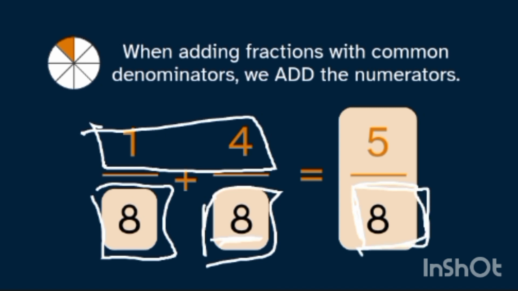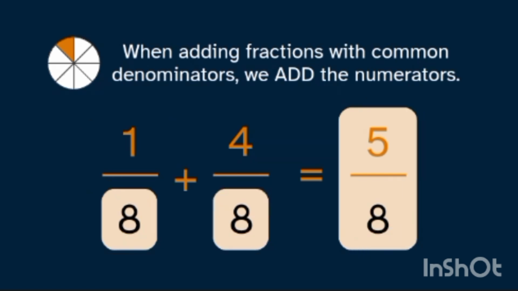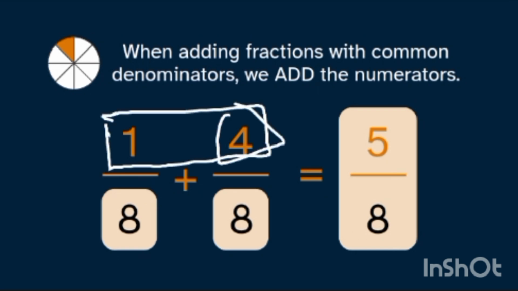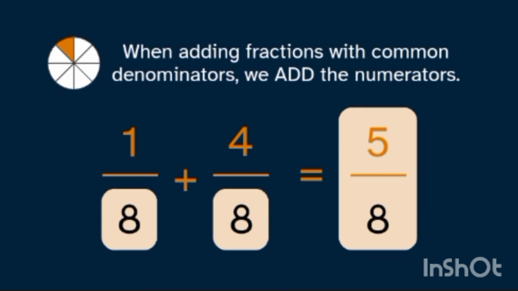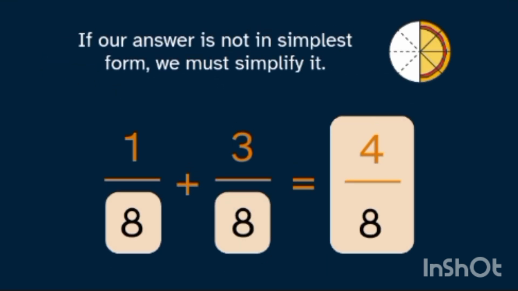Like over here, they have the common denominator, which is 8. So in the answer, they will put 8. And you just need to add the numerators, which are 4 and 1. When you add these, you'll get 5. When you have a common denominator, it is easy to add.